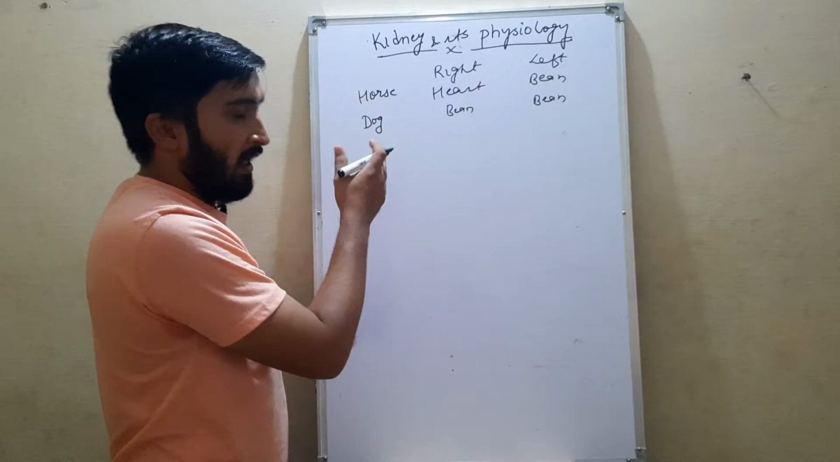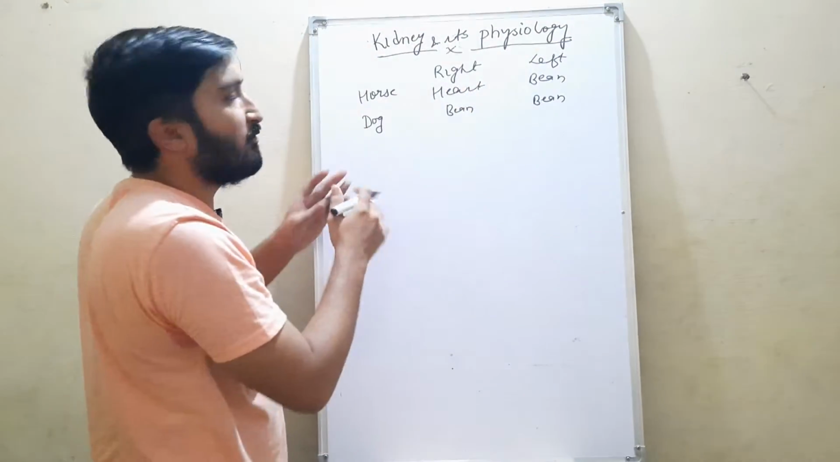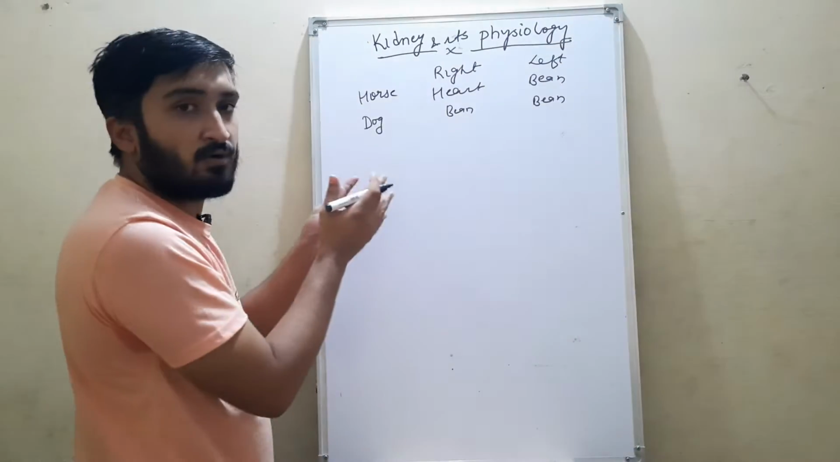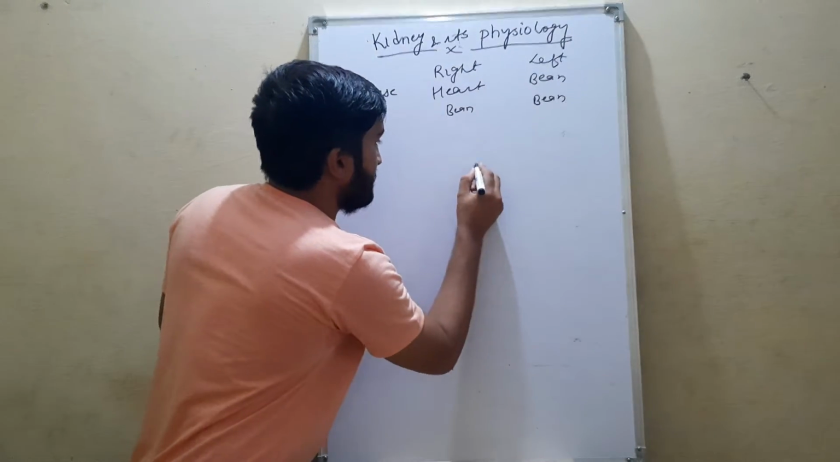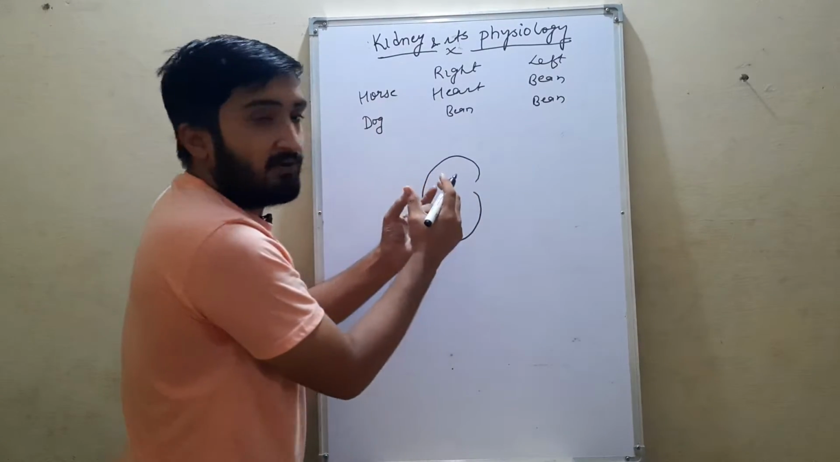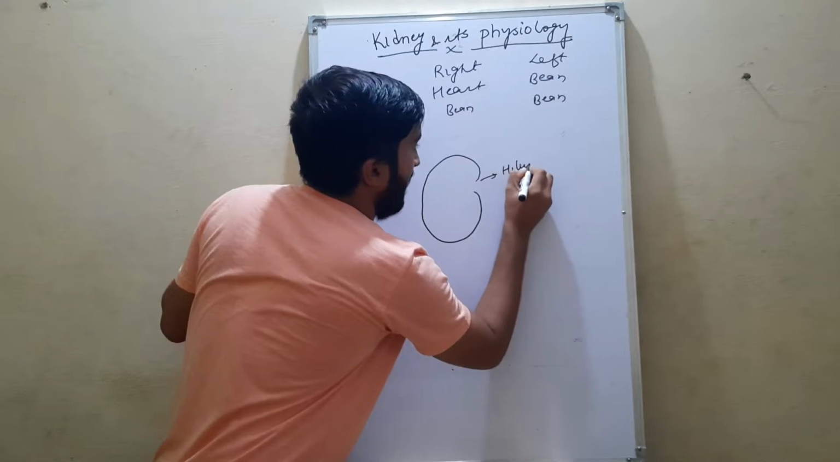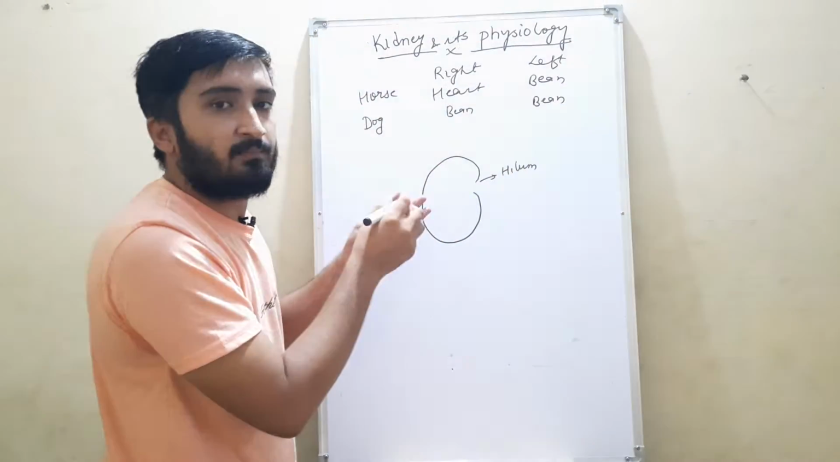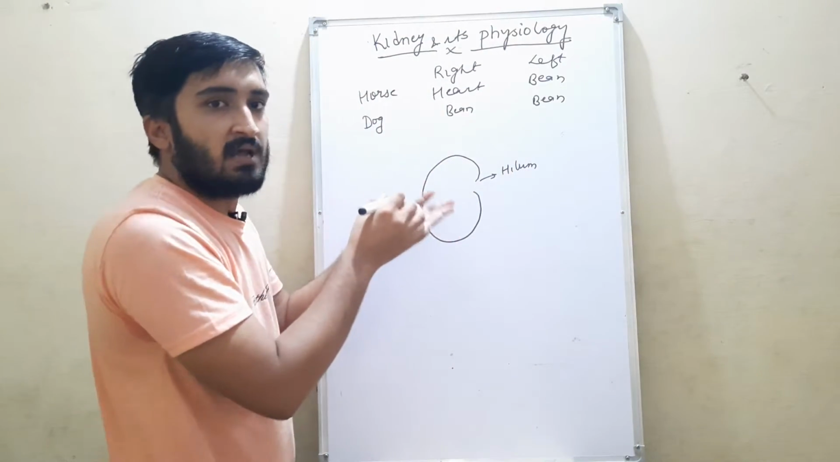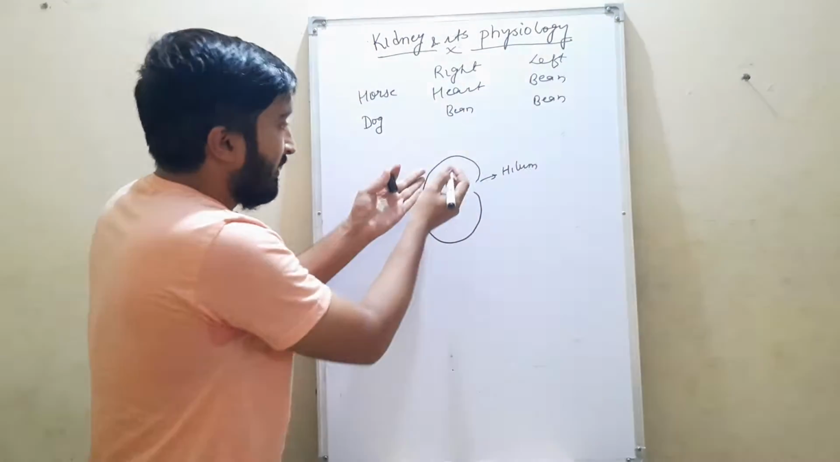So by this bean shaped structure I will let you understand more about the structure of the kidney. See, this is a bean shaped structure of a kidney. Now in the kidney one point is present that is called the hilum. Hilum is a point where the blood vessels and nerves and other structures enter and exit from the kidney.